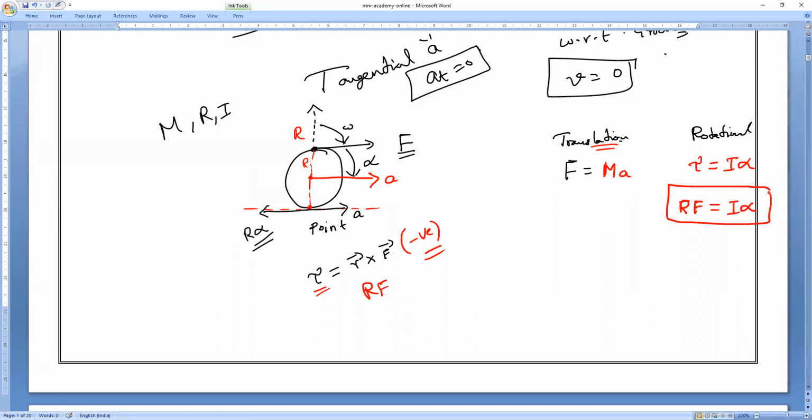So now why am I saying this? What is the relationship between A and alpha? Acceleration and angular acceleration. A is equal to R alpha. Now, what is the acceleration at the point of contact? So let us see, we can find it. Remember always.